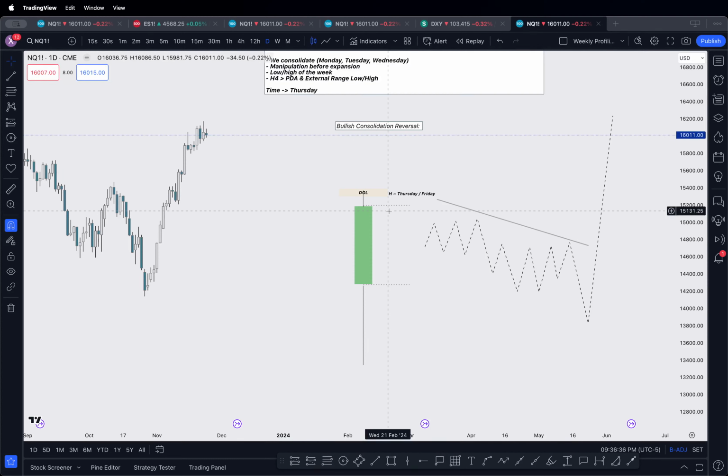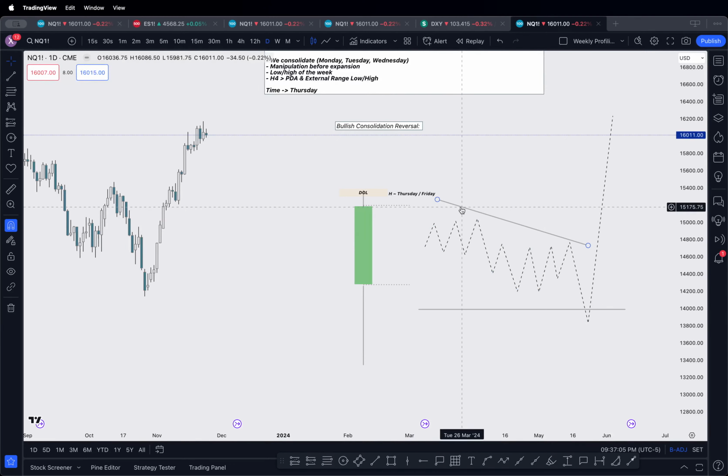Then we're going to look at the daily. Is the daily moving from an internal range or an external range? If we can see, for example, an external range that lies below the market price, and we start to put in a consolidation with a high impact news driver on Thursday, we can start to formulate an idea of what kind of week this will be. A bullish consolidation reversal. This would be the ERL, and the draw would be the IRL.